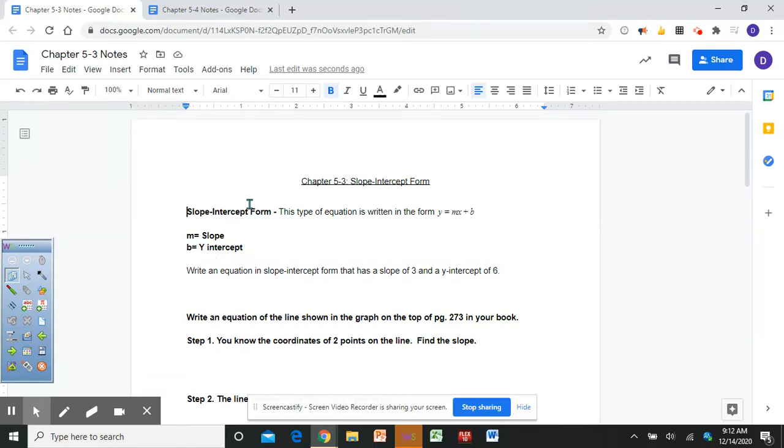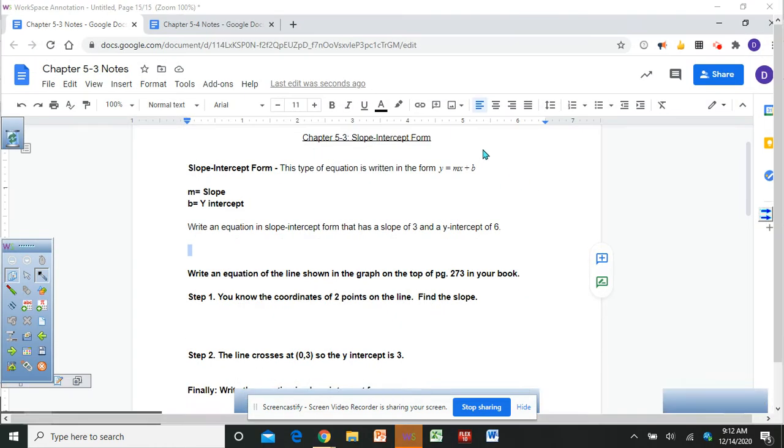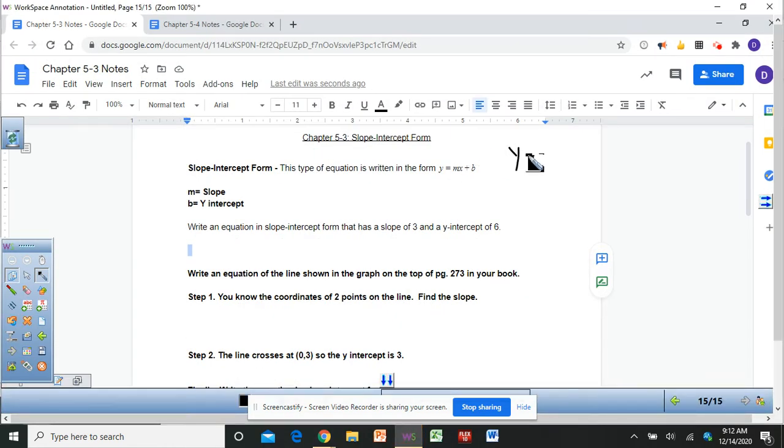Hey guys, today we're going to be talking about 5-3, which is slope-intercept form. Now, slope-intercept form is the equation you will see a lot for pretty much the rest of the year. That formula is written right here: y equals m times x plus b. Now, m and b are the two big letters in this formula. M right here you can see is your slope.